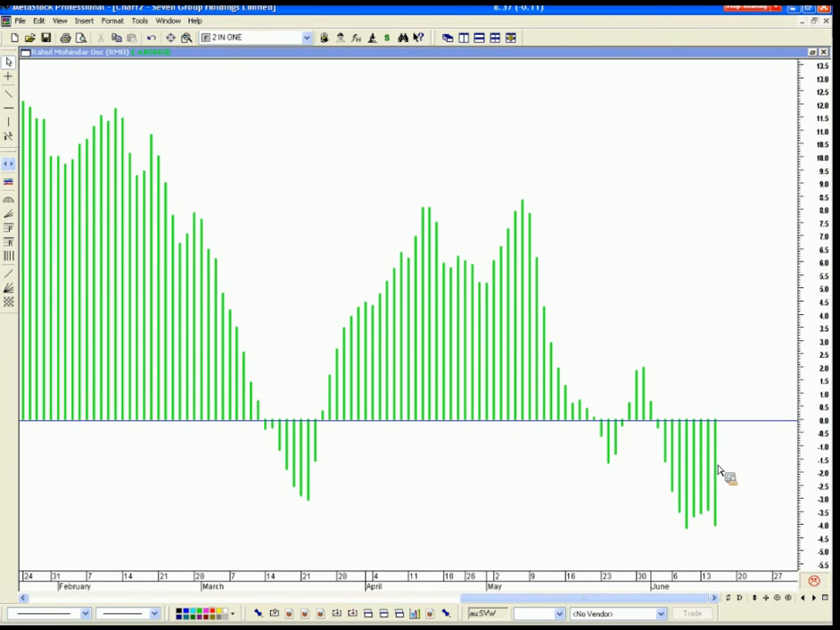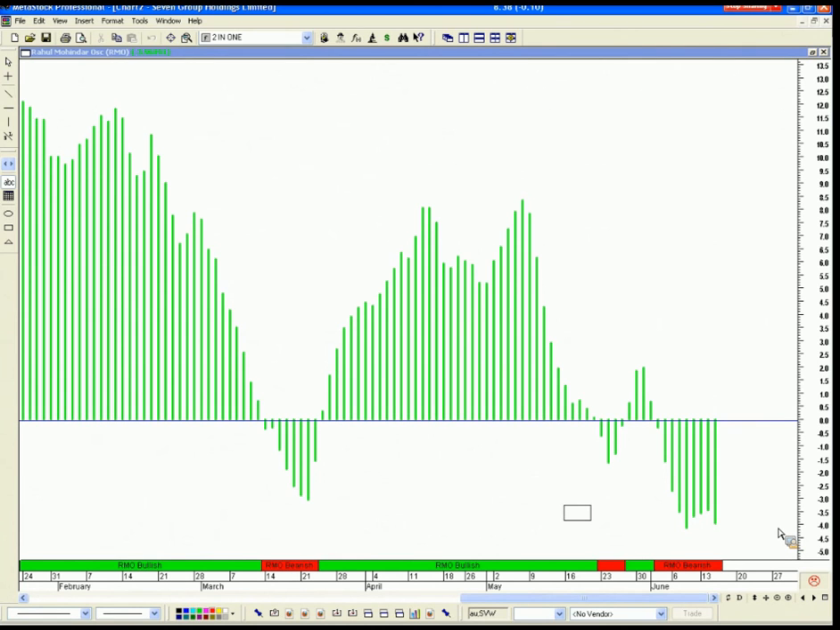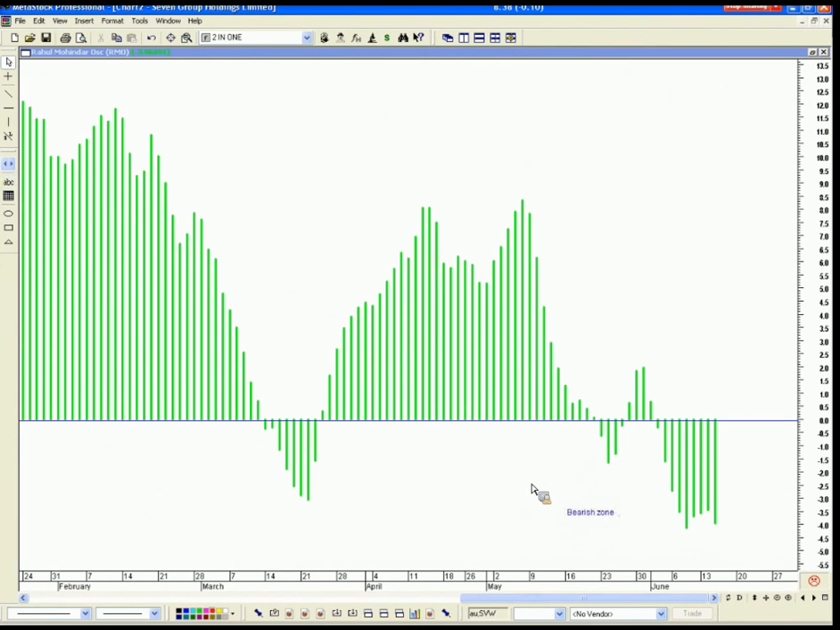So what we're going to do is look at this last indicator. If it's below zero, we're going to say that we are in a bearish zone. And I guarantee almost everything that I've looked at recently, with the exception of gold, right now is in this bearish zone.